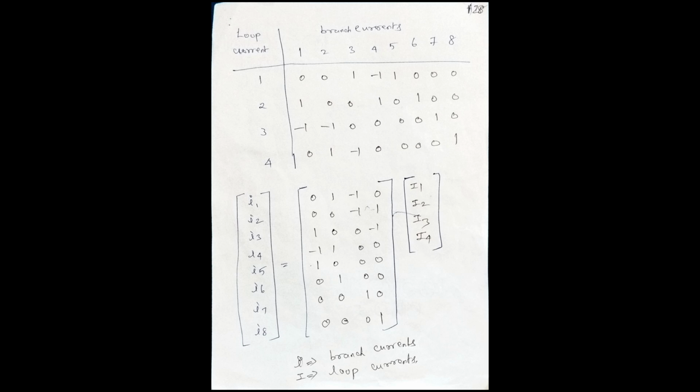From branch current rows, we put small I1, I2, I3, I4, I5, I6, I8. And in the loop current columns, we put capital I1, I2, I3, I4. Repeating the matrix, we find the matrix value. Small I is the branch current, capital I is the loop current.